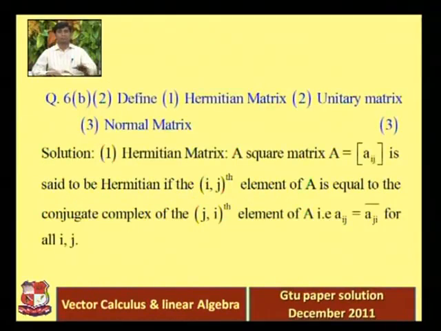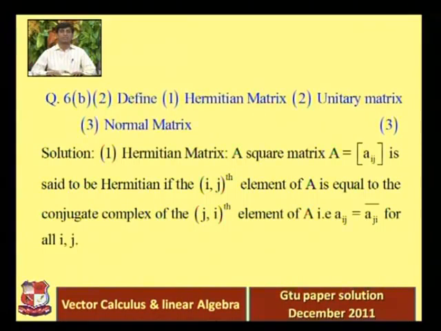And next, question number 6b. Here we have to define three definitions. The first one is Hermitian matrix, the second is unitary matrix, and the third one is normal matrix.